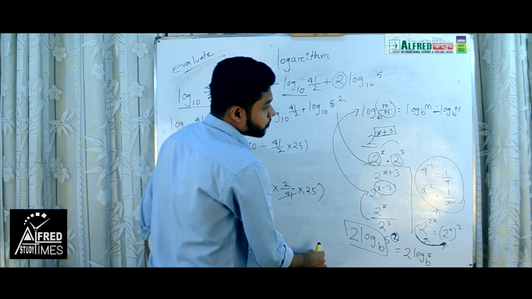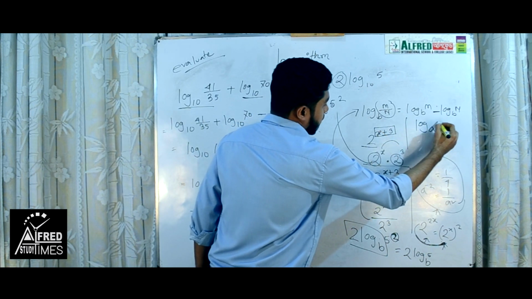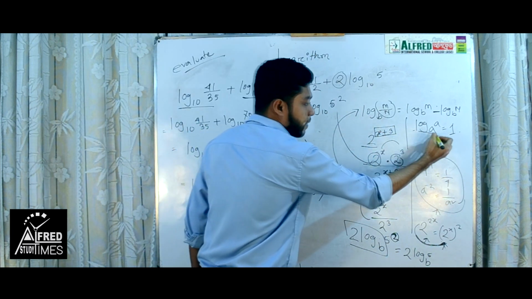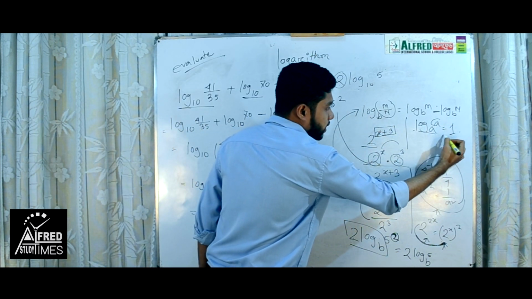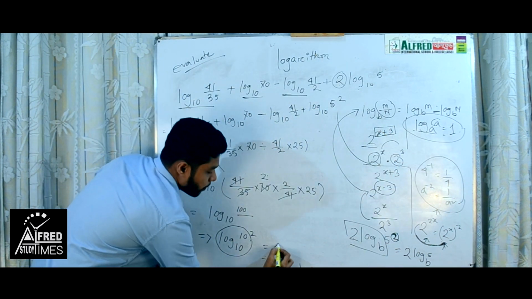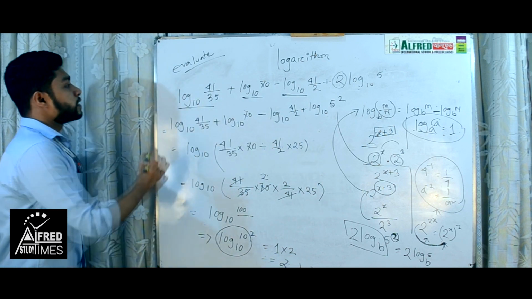Here there is a formula: log a base a is always 1. It will always be 1 when the log base and the power are a. We can write it as 1 into 2. That is my answer, 2. So this is my evaluate math.